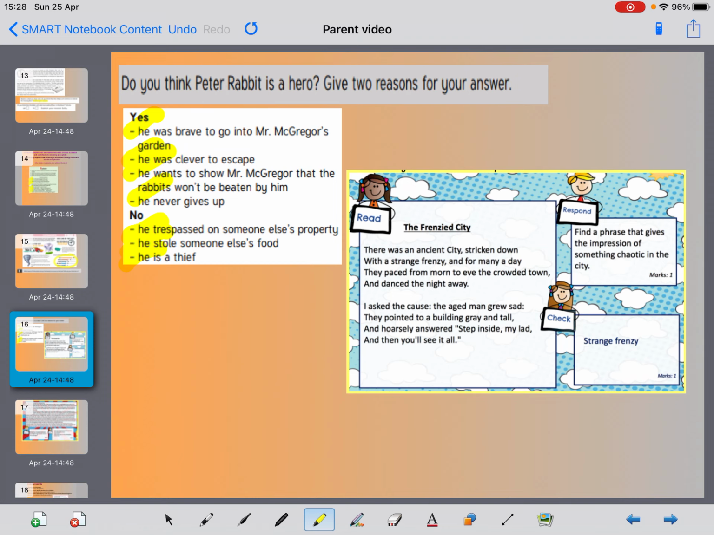Another one we've got here is find a word phrase that gives the impression of something chaotic in the city. So again, it includes the vocabulary. They have to know what the word chaotic means. They would then come back to the text and they would look to see, I know chaotic means busy. I know it means a little bit crazy. Everybody's doing something. So they would have to find words that mean the same, and they would come across strange or frenzy.